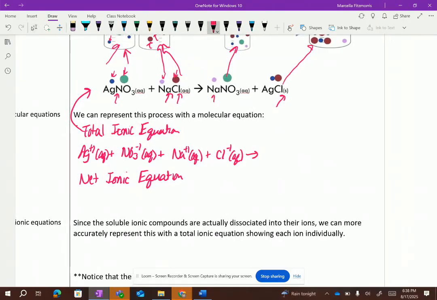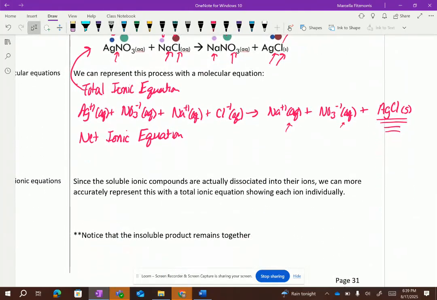Here we have 1 Na. That's a +1 charge in aqueous. We have an NO3 that has a -1 charge in aqueous. And then we have AgCl, which are together. So we still draw them together. Note, the solid is still written together. Only the aqueous ones were written apart. Okay.